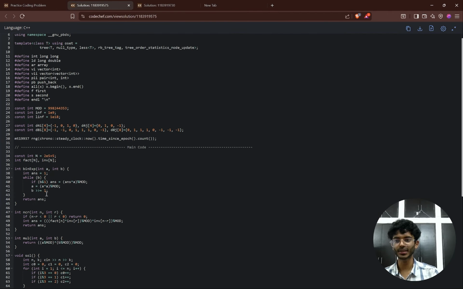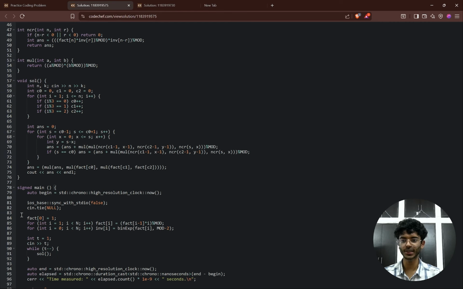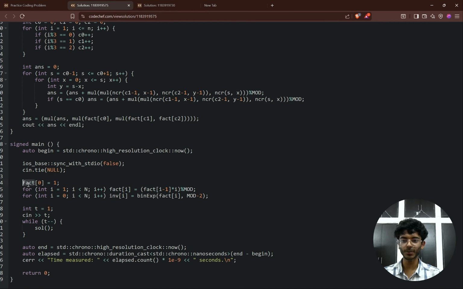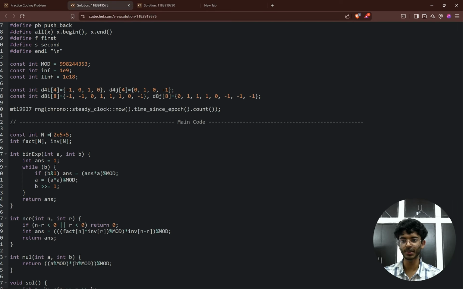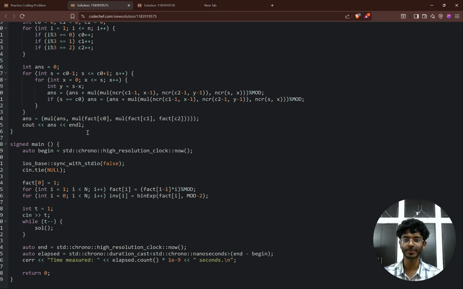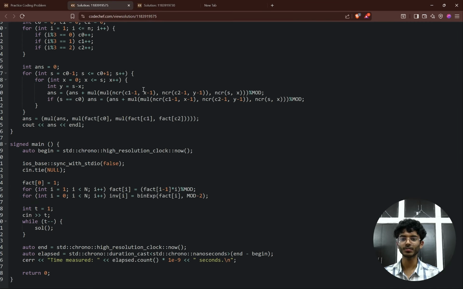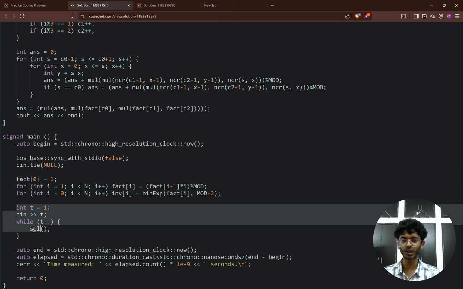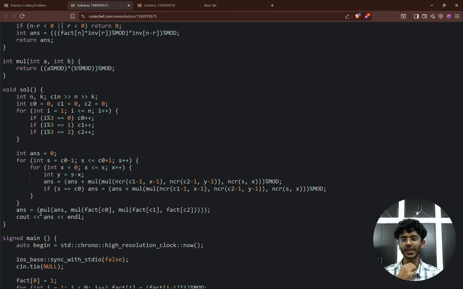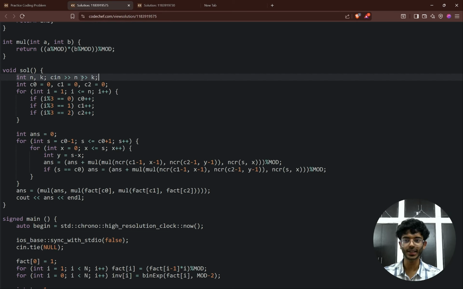So we'll begin by discussing the code in C++ first. We have first of all pre-computed the factorial of all the n numbers, where n will be maximum 2 into 10 raised to the power 5. I'm computing the inverse of each factorial using binary exponentiation. Now we're running a loop for all the test cases. For each test case, we are taking an input of n and k. We're counting the number of zeros, ones, and twos.